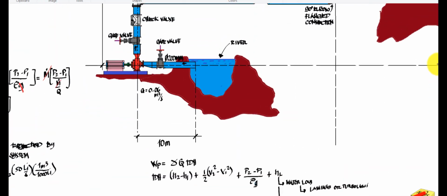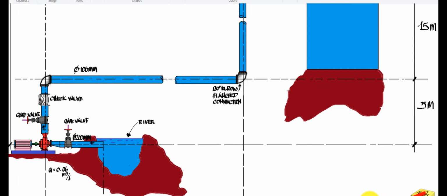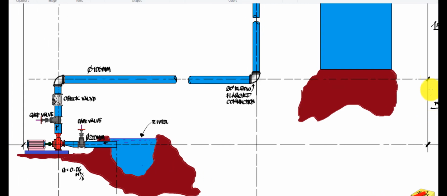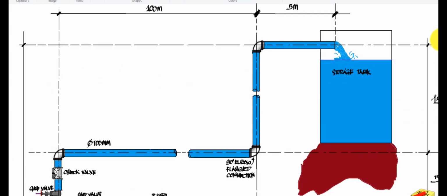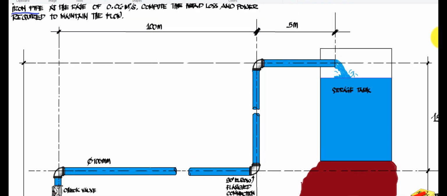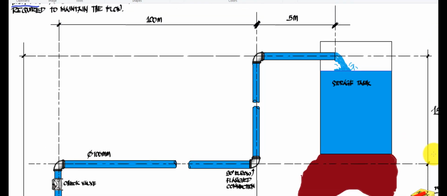You will notice here in the figure that we have 5 meters going up. Then we have the distance starting from here going here, that will be 100 meters, so it becomes 105. Then another distance starting from here going up, that corresponds to the length of the pipe, so that will be 15.